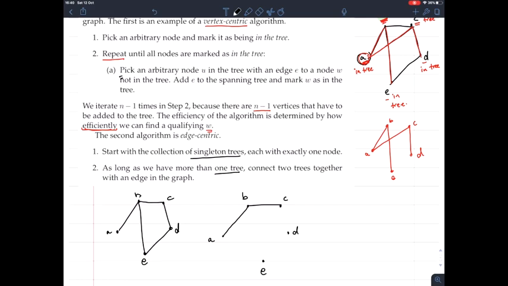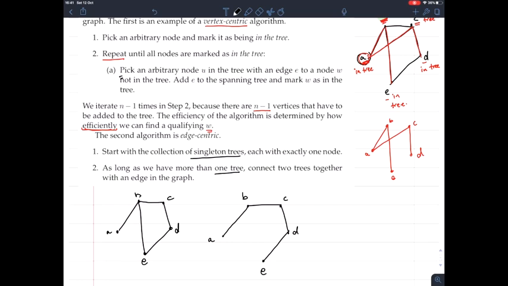So now I've connected the AB tree to the singleton C tree. Let's connect E and D. And now we have a lot of choices. We could connect A and D, or we could connect B and D. Or if we wanted to, we could connect C and D, because we have to connect the ABC tree with the E tree. So there we go. That's another way of computing a spanning tree.